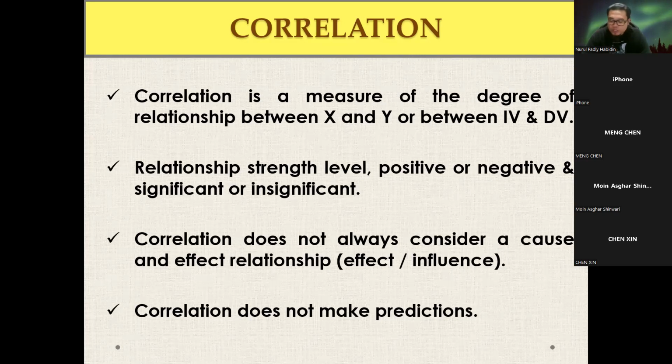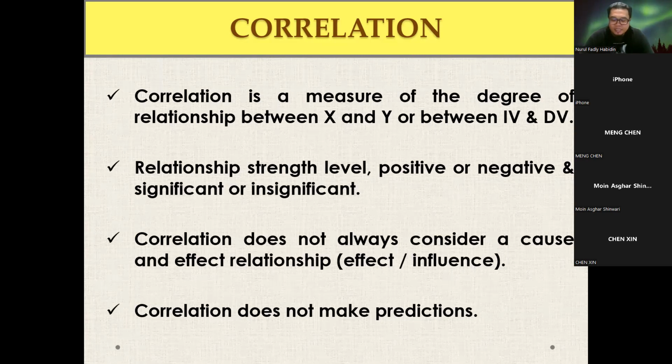So the correlation between A and B is positive. A stronger relationship between A and B is significant. That's another thing, that difference. If you are studying the influence and effect, we need some regression. So correlation is not effect and influence. Correlation does not make the prediction.